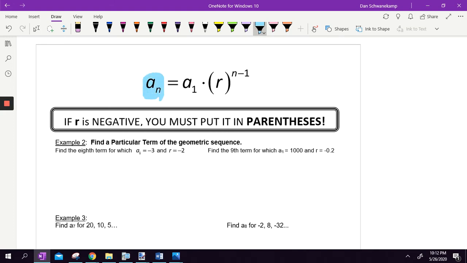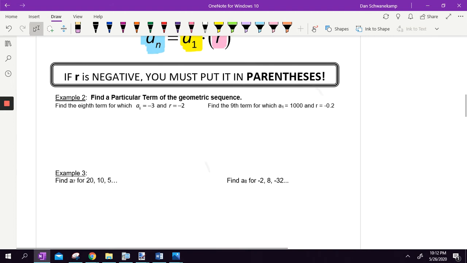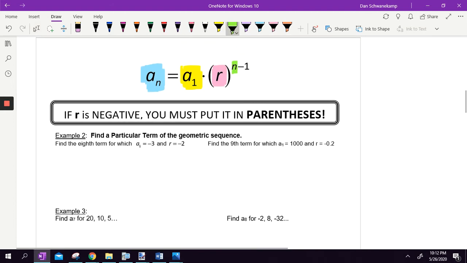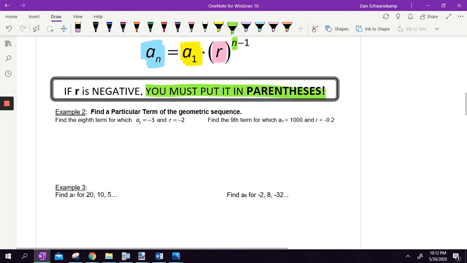Now on the back side, we're going to do what we did before, where we're going to have an nth term equation. We're going to find a particular term using a sub n. We're going to plug in what our first term is, what our ratio is, and then whatever number term we're looking for. Make sure if your r is negative, you put it in parentheses. That's the number one mistake students make here.